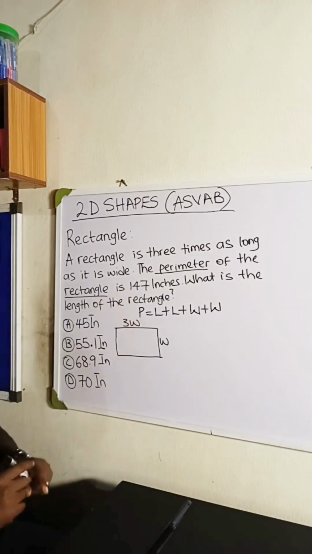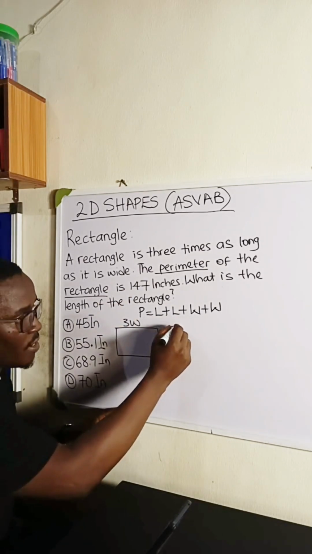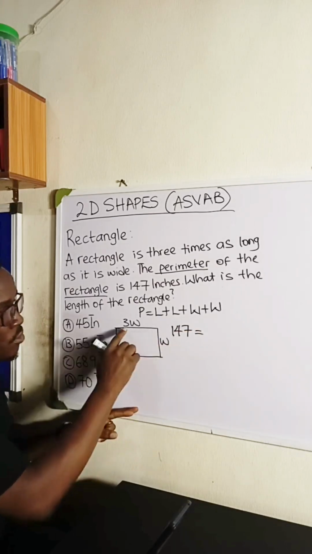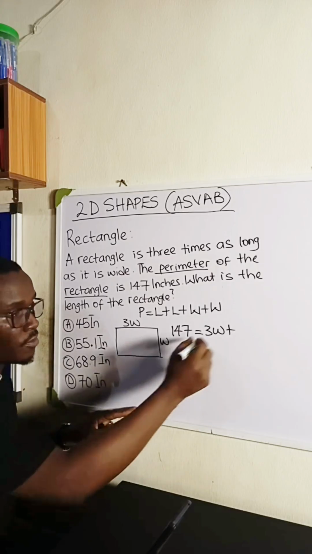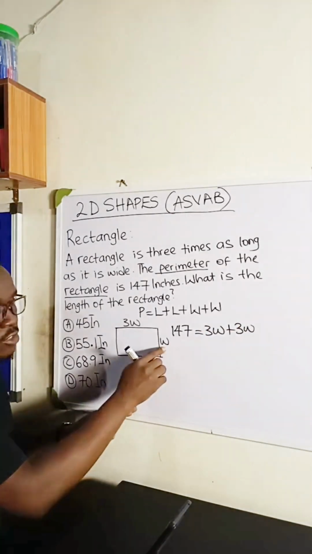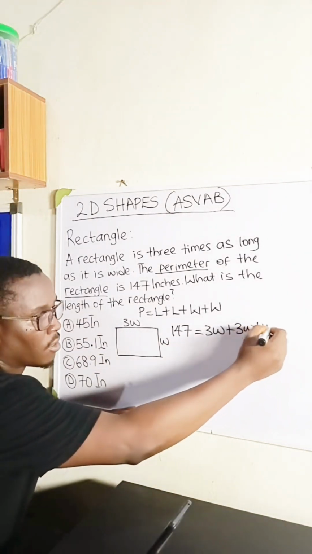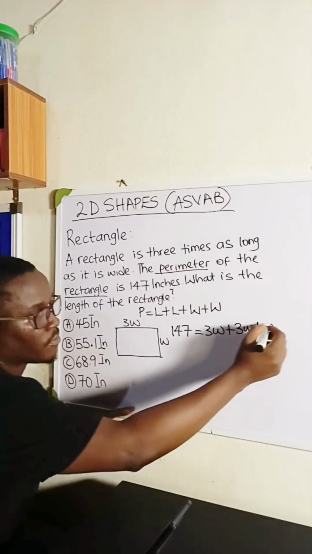We know that the perimeter is 147. So 147 is equal to 3W plus, over here is also 3W. Here is W, and then here is W.